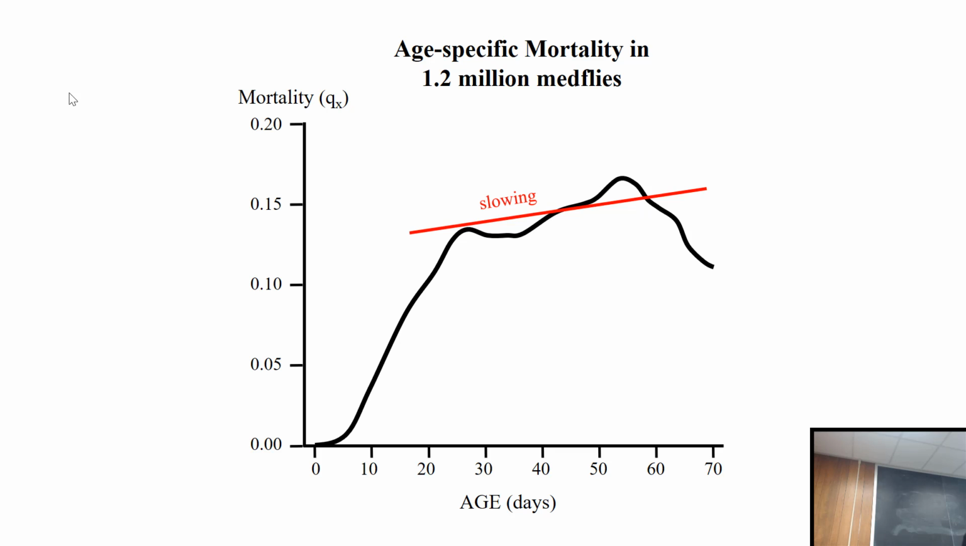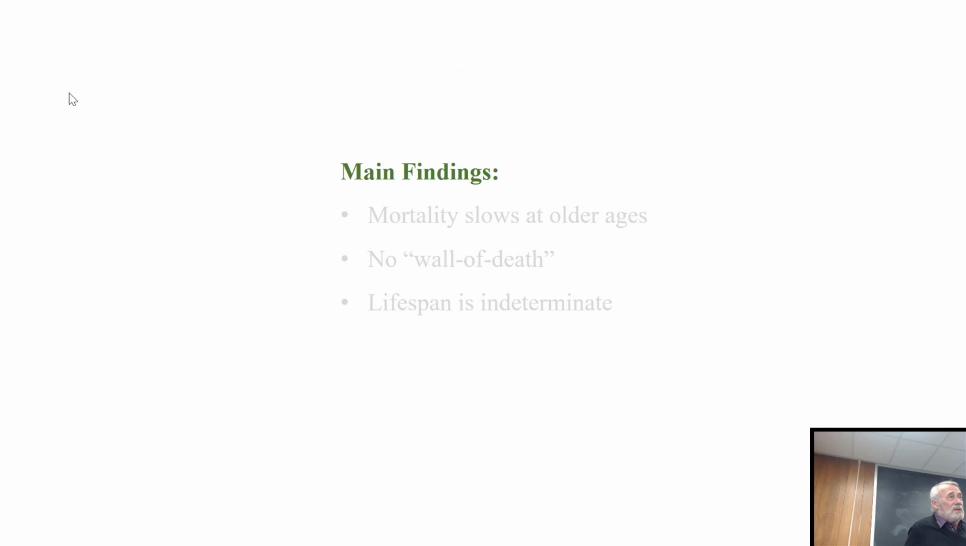That's the takeaway for this talk, but also for our paper. It was not a wall of death. So we can demonstrate that, no, it doesn't just continue to go up at the oldest ages. The main finding was that it slows at older ages, no wall of death. It's what I called at the time indeterminate.